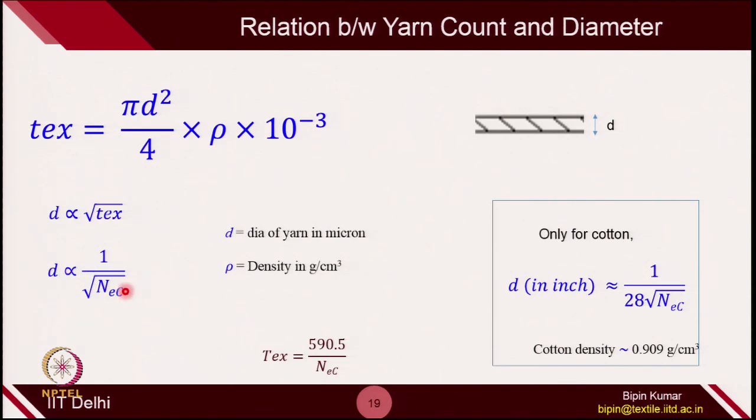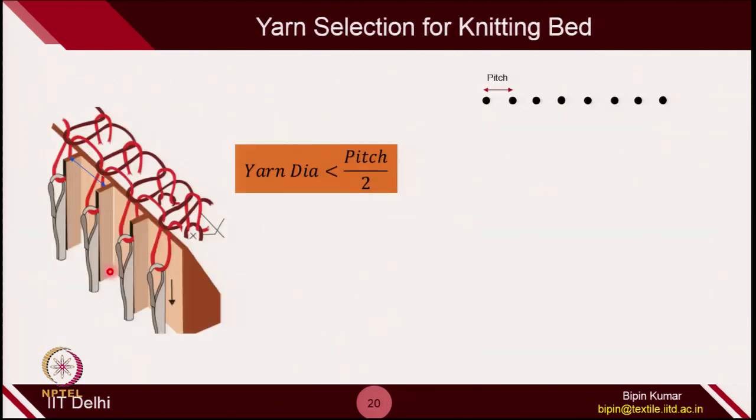So, diameter is directly proportional to 1 by root NeC, and here the constant is 1 by 28 if you want to relate diameter and count. This is only applicable for cotton; for polyester, nylon, or wool, this constant might be different. But the key takeaway from this slide is that diameter is no doubt connected with the count of the yarn.